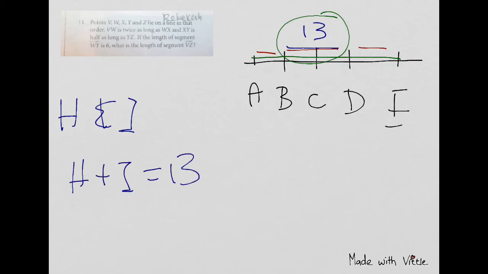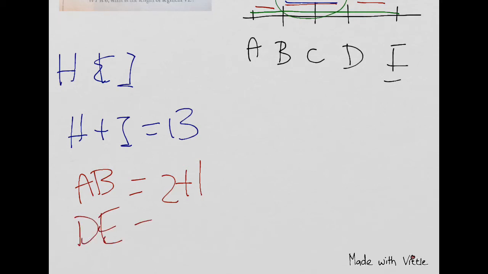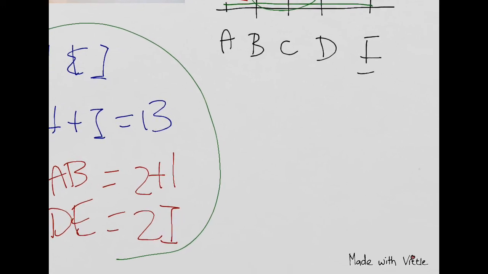So now what else do we know? We know that AB would be 2H because the question states that AB is twice as long as BC. And we said earlier that BC would be H. We could also say that DE could be equal to 2I because CD is half as long as DE, remember? So now let's add everything that we know from over here into our new equation.